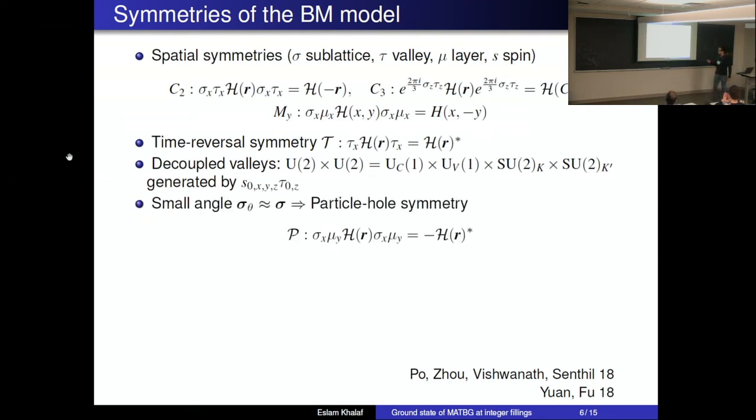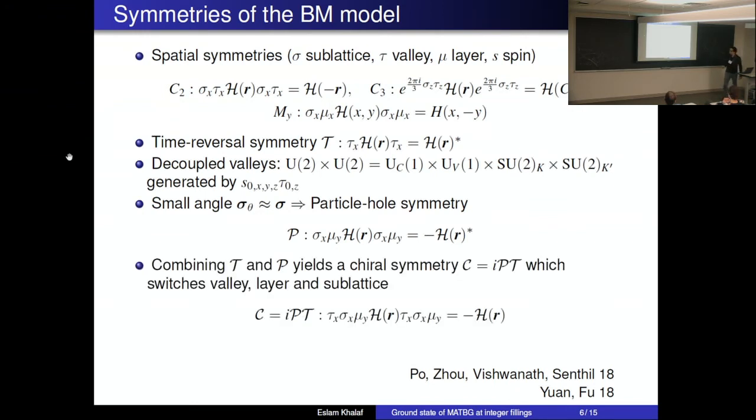One very important symmetry that's not as obvious as these is a particle-hole symmetry that emerges at small angles. So if in the previous Hamiltonian we neglect the theta rotation in the Pauli matrices, we actually find that the Hamiltonian has a particle-hole symmetry that maps positive energy states to negative energy states, but also positive momenta to negative momenta. And this symmetry also switches sublattice and layer. One important consequence of the existence of both time reversal symmetry and a particle-hole symmetry is that the model has a chiral symmetry. So there's a chiral operator that anti-commutes with the single-particle Hamiltonian. This chiral operator switches valley, layer, and sublattice, and it also flips energy.